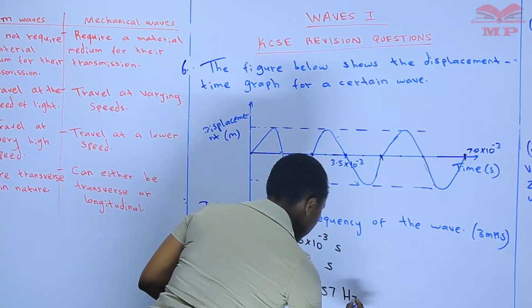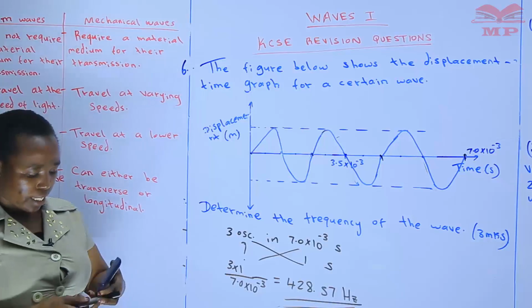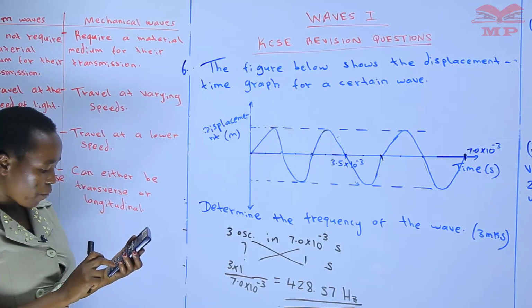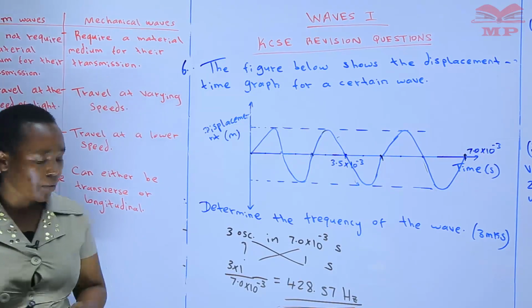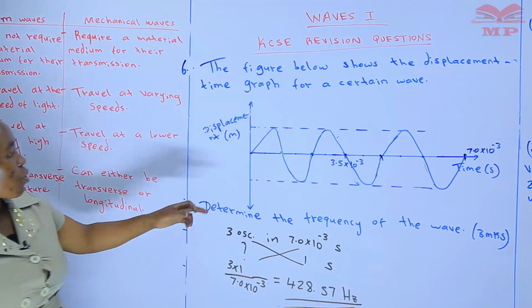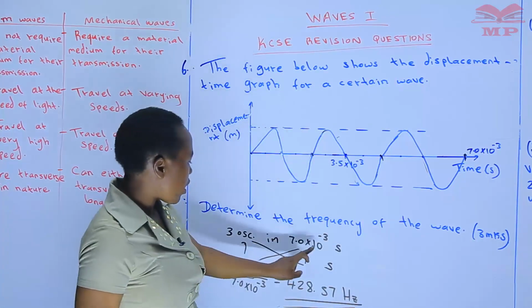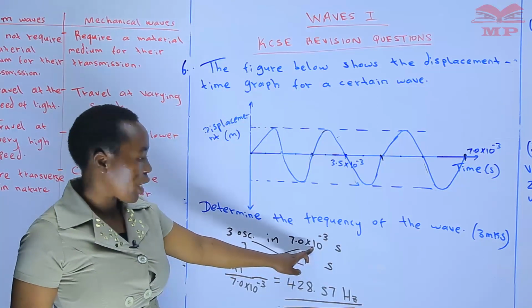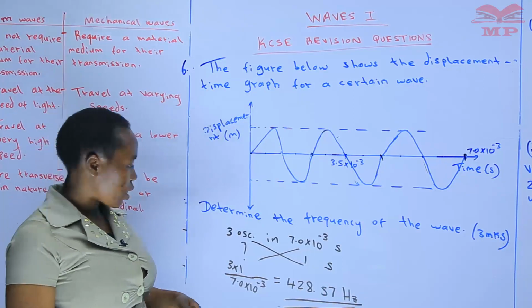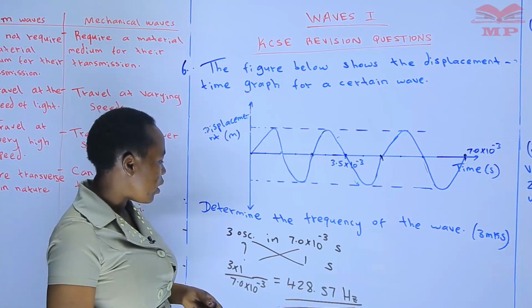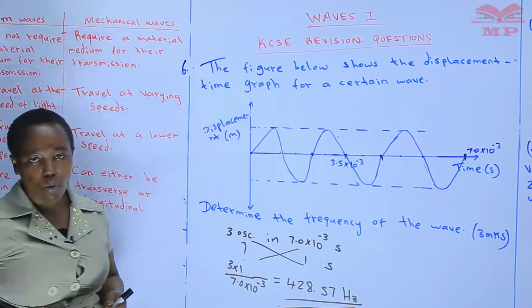So it is 428.57 hertz. Because the number of complete oscillations here are 3 in 7.0 times 10 power negative 3 seconds, in 1 second there will be 428.57 hertz. So that will be our frequency.